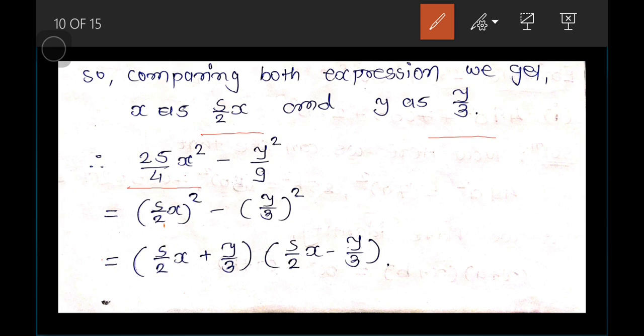That is 25/4 x² minus y²/9, which we can write as (5/2 x)² minus (y/3)², and now we put these values in expanded form, that is (5/2 x plus y/3) into (5/2 x minus y/3). So we can use these identities.